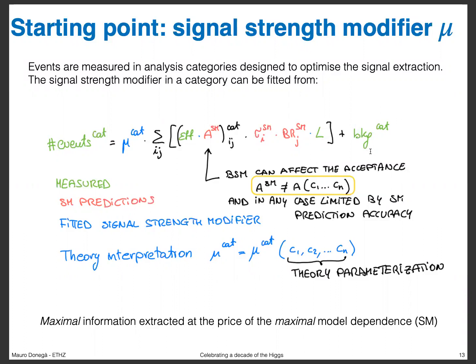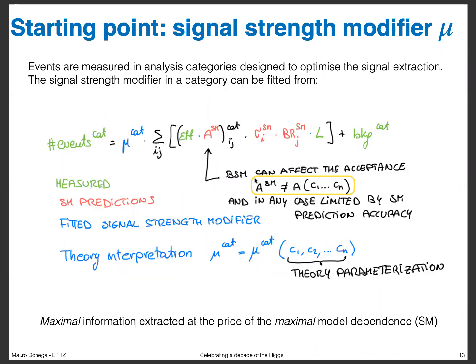And of course, here you also have the contribution from backgrounds. So you measure the green quantities, the red ones are coming from the standard model, and what you fit is this blue mu. And now you can just extract the mu and be happy with that. Or you can also rewrite mu in terms of some theory parameterization, be it EFTs or whatever else. And then by fitting mu, you can put constraints on this parameterization.